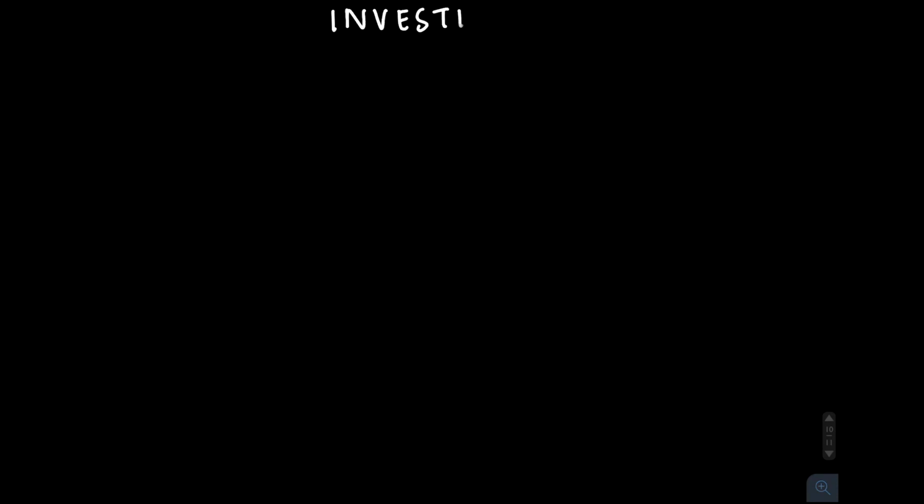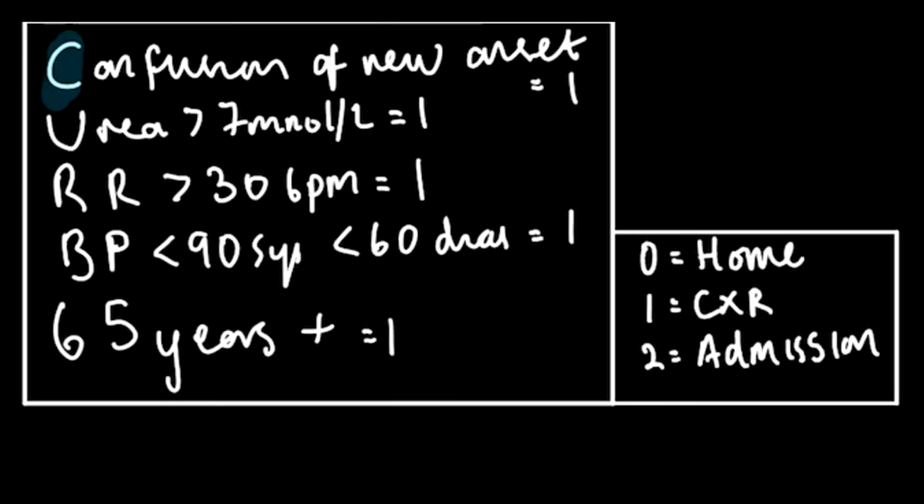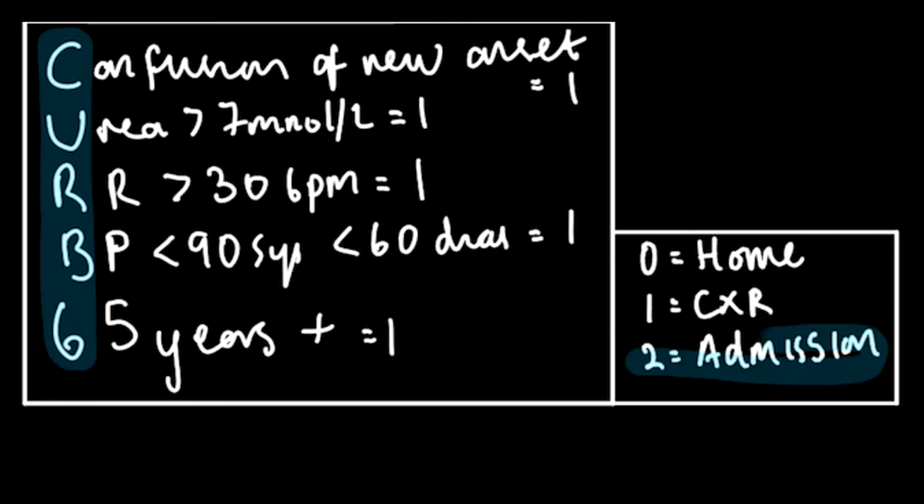So this brings us on nicely to investigations. The first thing you want to do when you see a patient who has potentially a pneumonia is do a CURB-65 score. And you can see this by looking at this here. I'll leave it up in the corner so you can have a read. But it's essentially something that you need to learn.